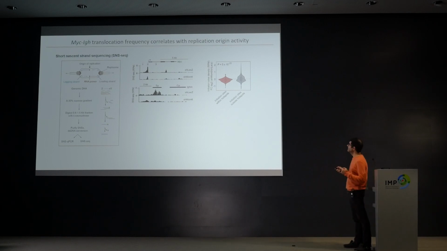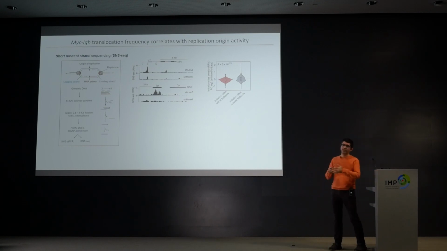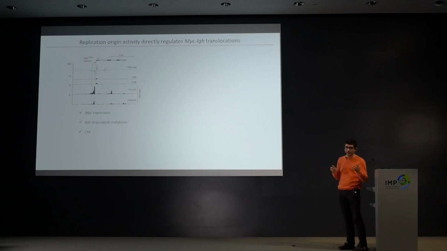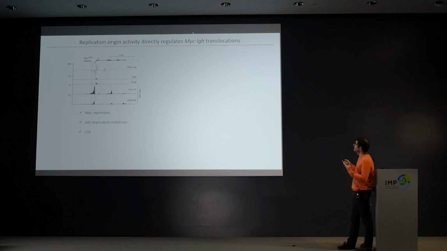So all of this told us that there was a correlation between the activity of replication origins and the genesis of MYC-IGH translocations. But all of this was correlative. It wasn't really giving us any functional insight. And so we decided to perform an experiment to ask directly whether replication origin activity regulates this translocation event. And to do this, we deleted this major origin of replication lying upstream of MYC. And we did this with CRISPR in the CH12 lines.